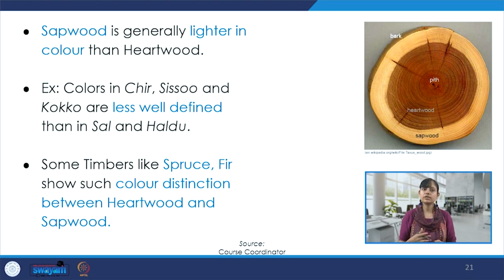Then sapwood is generally lighter in color. We did talk about the pith and the bark and the heartwood section and the sapwood. So sapwood is generally lighter in color than the heartwood. For example, the colors in cheese, sisu, cocoa are less well defined than in the case of sal. And some timbers like spruce and fir show color distinction between heartwood and sapwood.